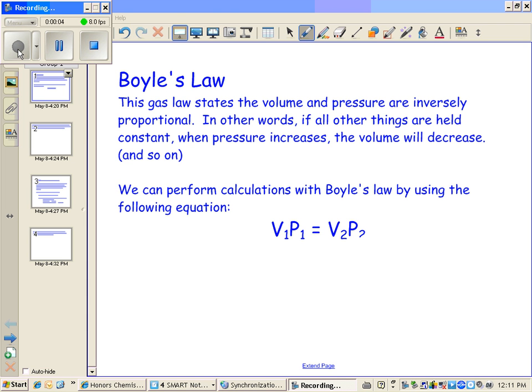This is a lesson on Boyle's Law, and I've got right here the idea of what Boyle's Law is. So you need to learn this statement. You'll need to know that Boyle's Law is volume and pressure inversely proportional.